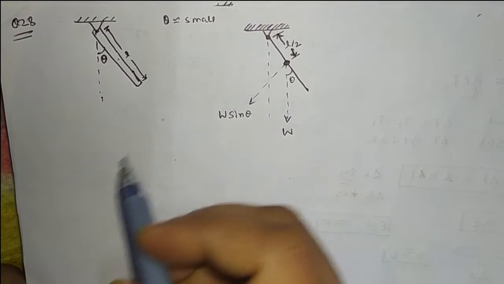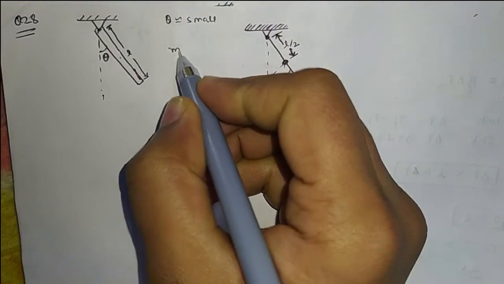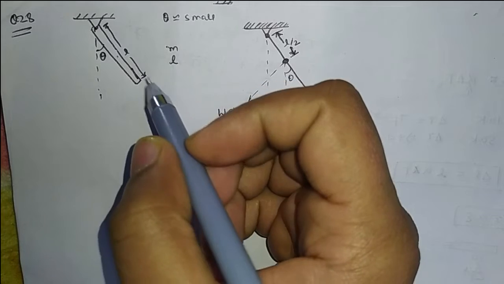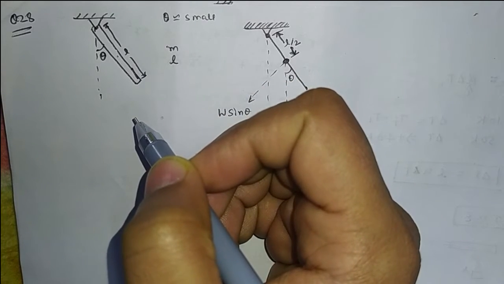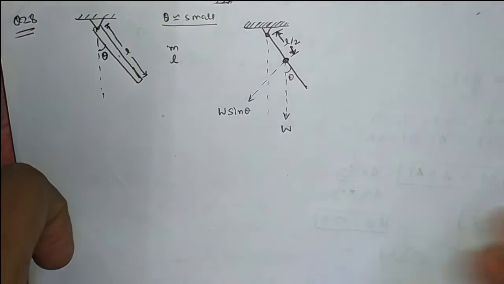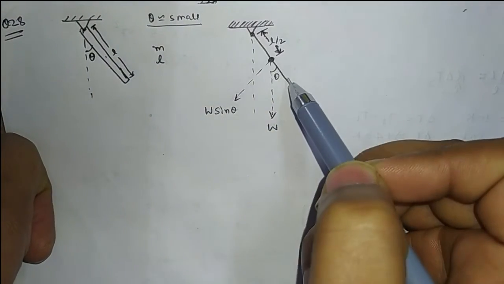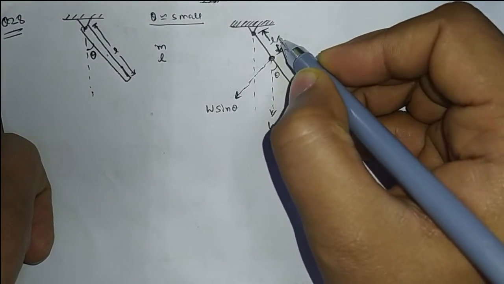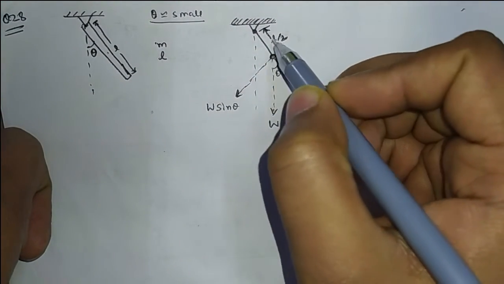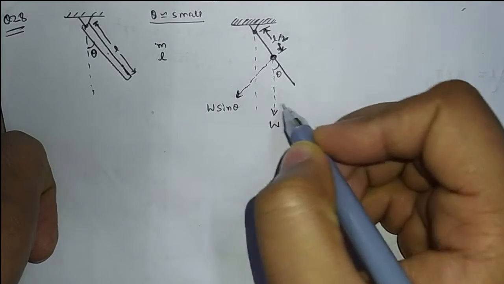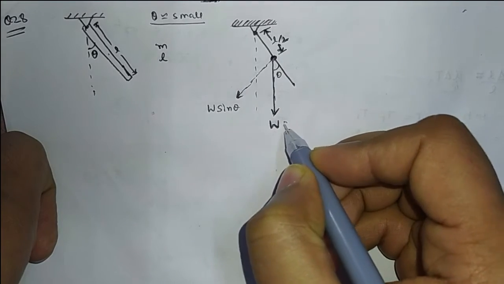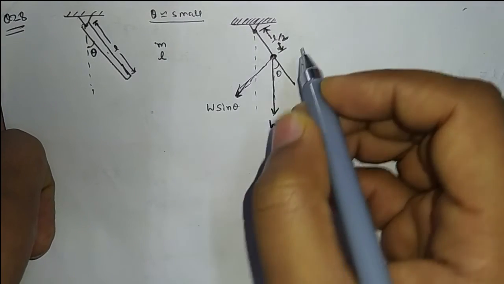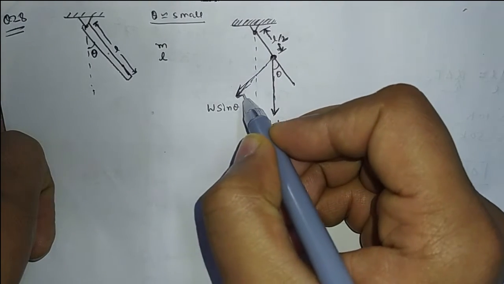Question number 28. A uniform cross-sectional rigid rod of mass m and length L is hinged at one point at the upper end and suspended like a pendulum. We have to find the natural frequency for small oscillation. When the rod is in such a position, we know that the CG will lie at the midpoint of the rod, at L by 2. Now we are taking the component of its weight, which is m into g, in this direction, W sin theta, mg sin theta. So there will be a restoring torque produced by the component of its weight.